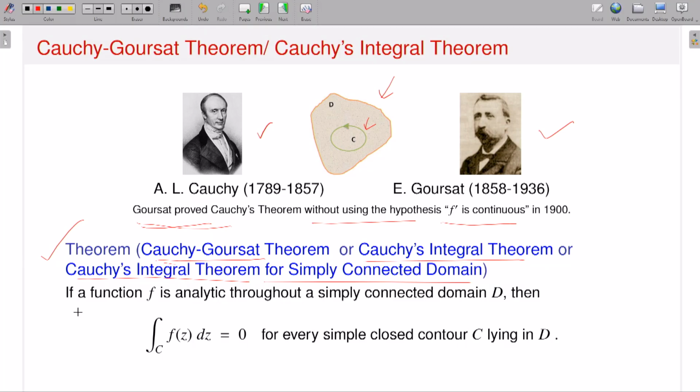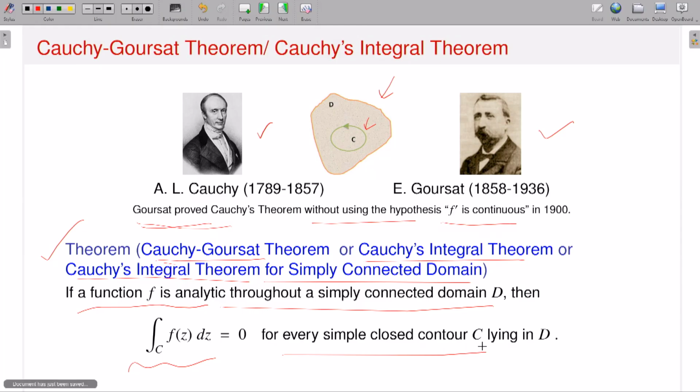What is that? If my function f is analytic, that is very important, throughout my simply connected domain D, then it says that whatever simple closed contour I take, this contour integral always takes the value 0, for every simple closed contour C lying in D. So that is very beautiful.